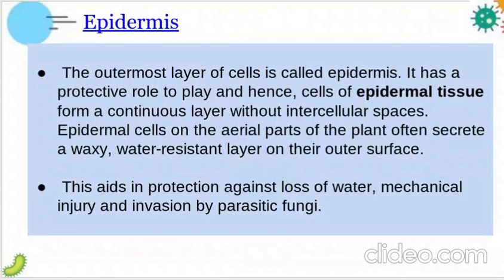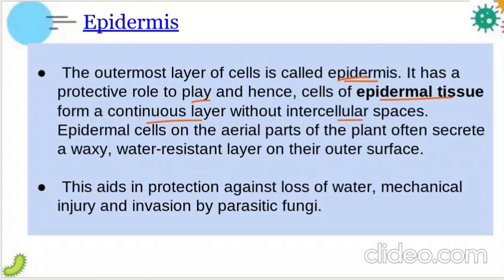Epidermis is not a type of tissue, okay, but it is something you have to know. It's not a simple permanent tissue, but it's a part of the plant. So, the outermost layer of cells, okay, that is known as the epidermis. Now it has a very important role to protect the cells. The cells of epidermal tissue make a continuous layer without intercellular spaces. They make a continuous layer, a sheet of epidermis, and because they have no intercellular spaces, they protect the plant.